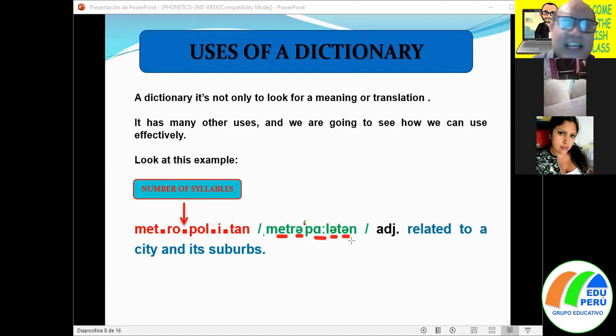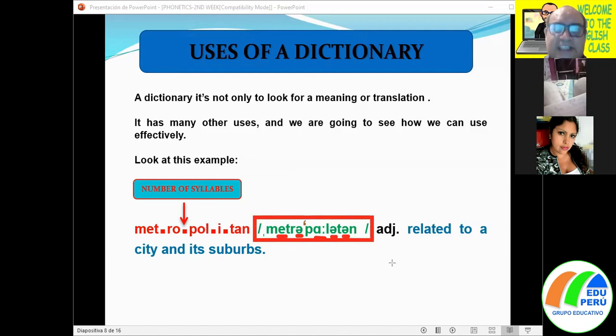But remember, don't get confused. When we talk about vowels, I'm not talking about the letters, I'm talking about the sounds. And when we talk about sounds, we have these symbols. Remember, these symbols represent the sounds, the slashes. Teacher, so they are using phones or phonemes? Phonemes. Remember, slashes, phonemes. Brackets, phones. So dictionaries work with phonemes, not with phones.